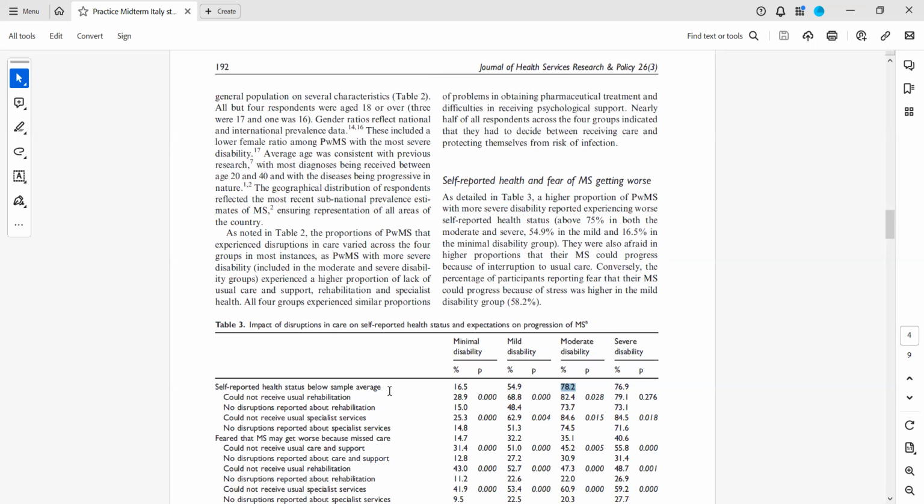So what they did is they got a sample of health status, and then they figured out where the average was for health status. And then they looked at what percentage of people are below the average and above the average. Right. And so then they report it this way. People with minimal disability, only 16.5% of them were below average. That means that 83.5% of them were above the average. For mild disability, it was about 50-50, right? For moderate and severe, they were mostly below average.